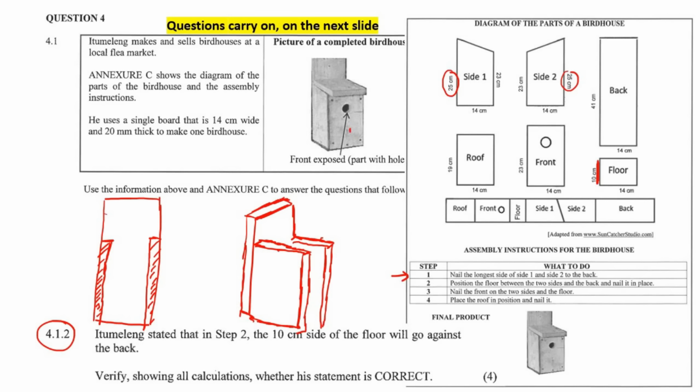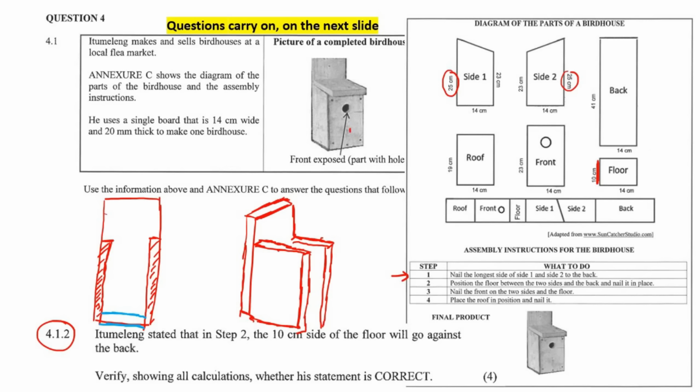Now, what he's saying is that in step 2, he's going to position the floor. They said that we must position the floor between the two sides. So we're going to take the floor now, and they're saying that we should put it over here. But what we don't know is whether we need to put the floor in this orientation or whether we need to turn it so that it's longer like that.